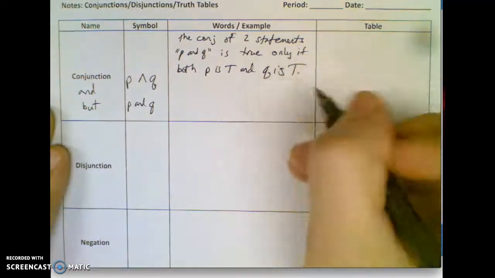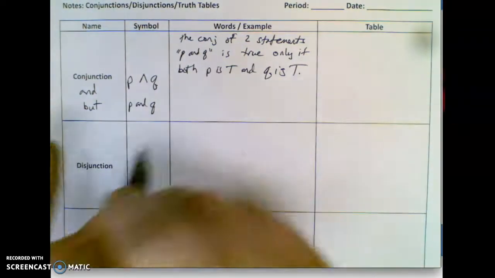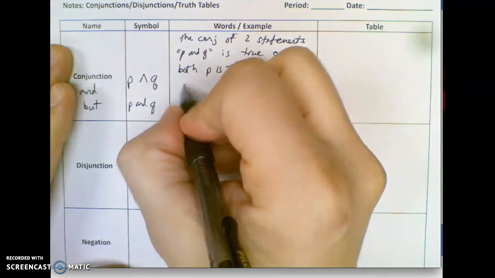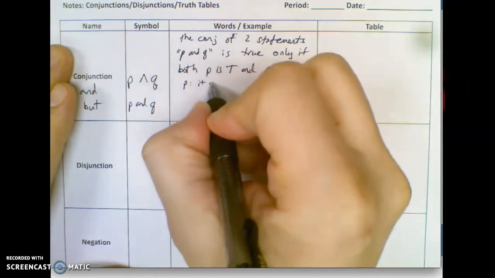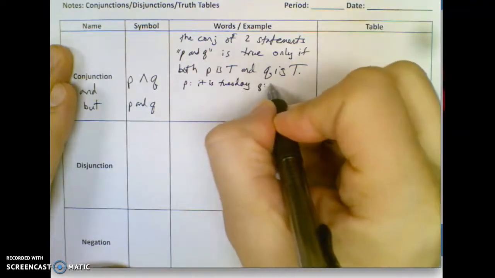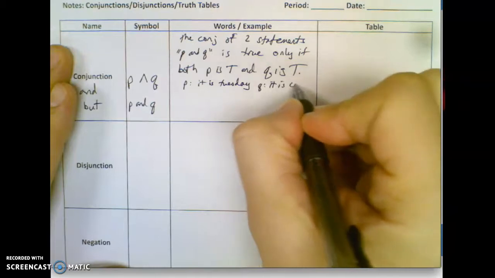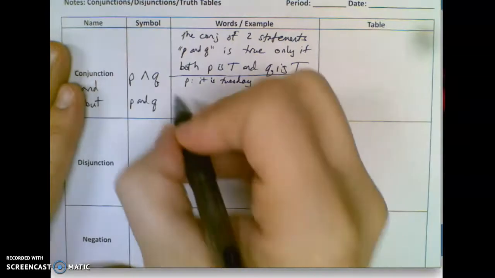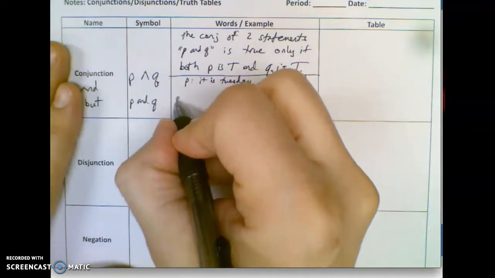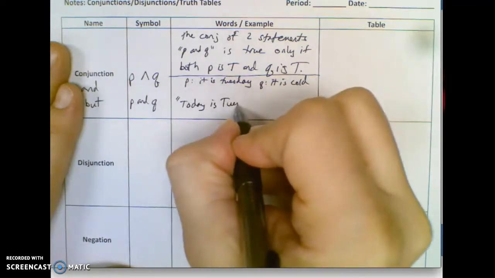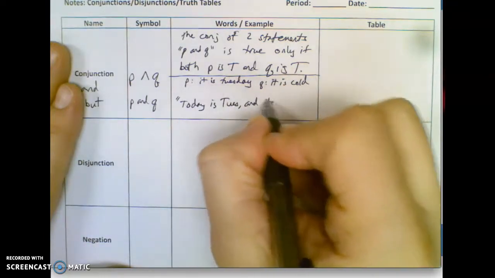Think about this. What if I made a statement like this? I had a statement, it is Tuesday and it is cold outside. Okay, so if P is it is Tuesday and Q is it is cold outside. Okay, what if I made the statement, the whole statement, today is Tuesday and it's cold outside.